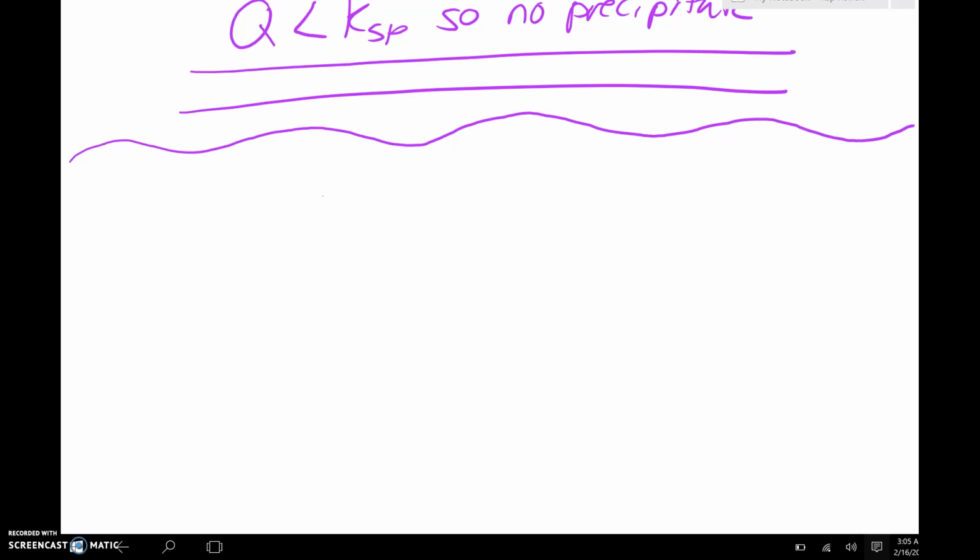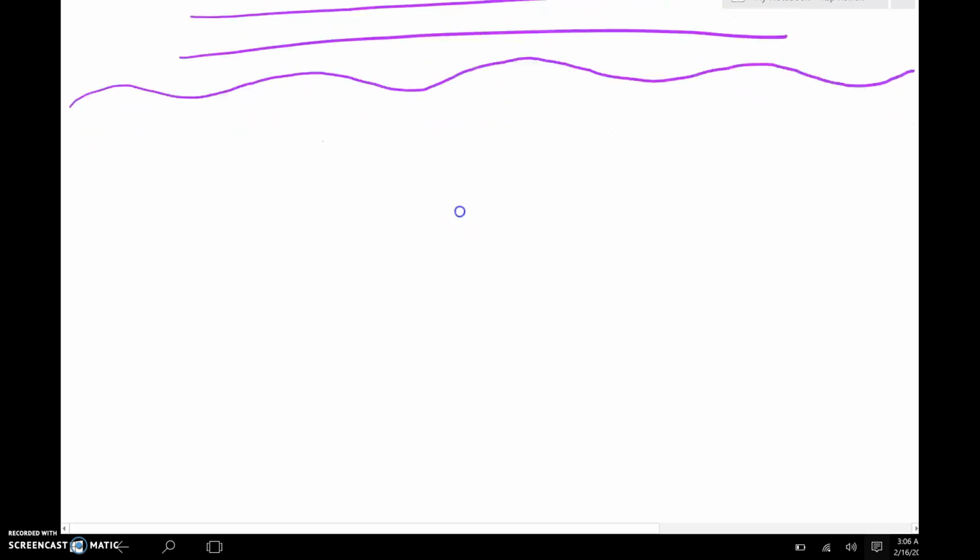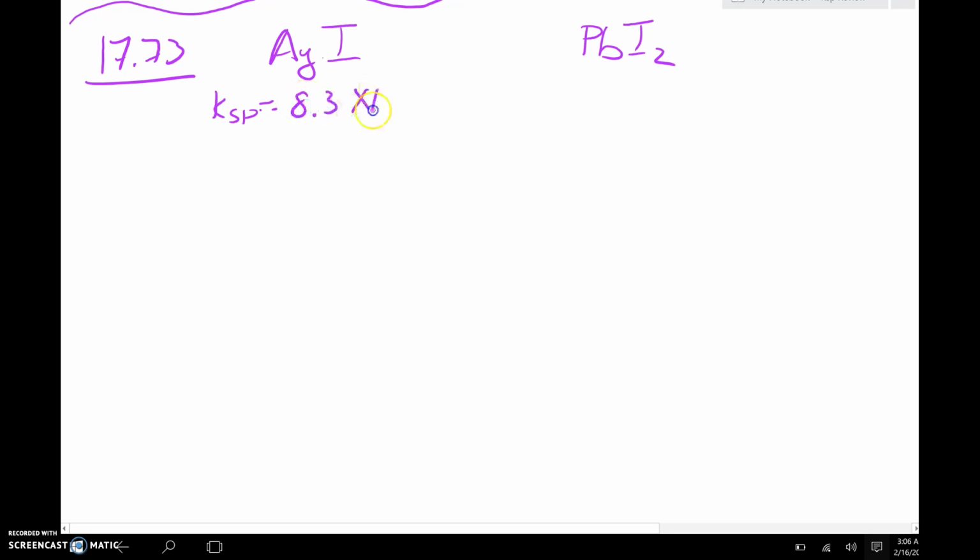So looking at 73, it says that our two options are AgI or PbI2. This is 17.73, and we are considering AgI or PbI2 as our two possible precipitates. And they gave me in the problem the Ksps for both of those. So Ksp for AgI is 8.3 times 10 to the negative 17th, and for PbI2 it's 7.9 times 10 to the negative 9.